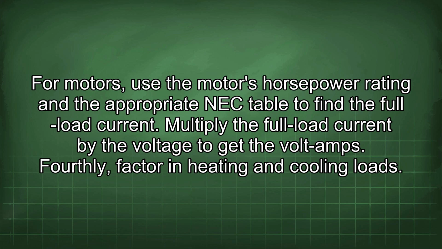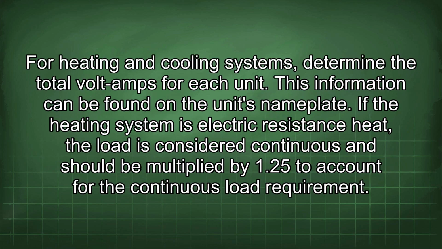Fourthly, factor in heating and cooling loads. For heating and cooling systems, determine the total volt amps for each unit. This information can be found on the unit's nameplate. If the heating system is electric resistance heat, the load is considered continuous and should be multiplied by 1.25 to account for the continuous load requirement.